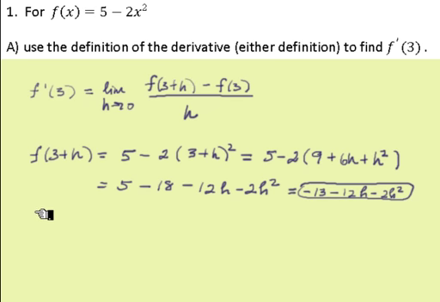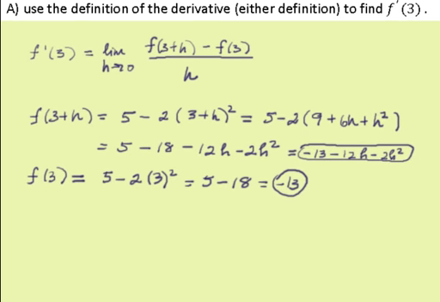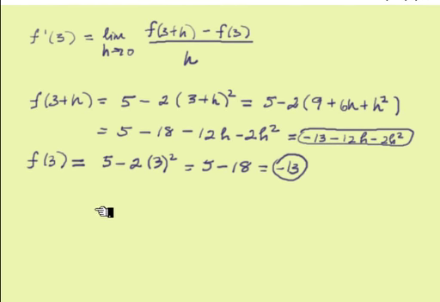Now let's just do f of 3, just substituting in 3 into our function. So we have 5 minus 2 times 3 squared. That's 5 minus 2 times 9, 5 minus 18. And we get minus 13. Okay, continuing with this expression, we're going to substitute in.